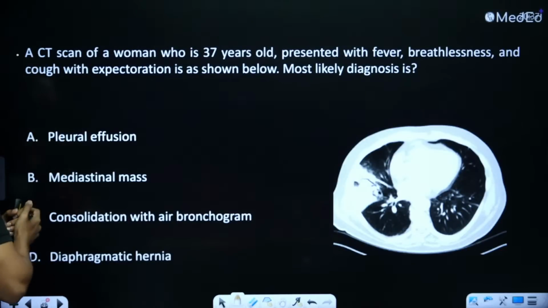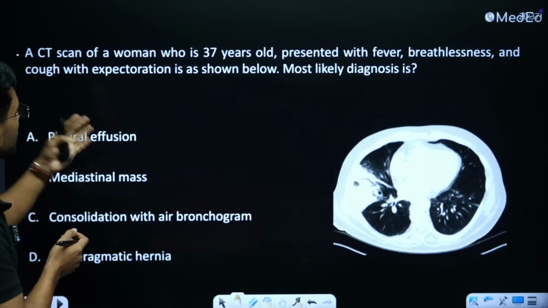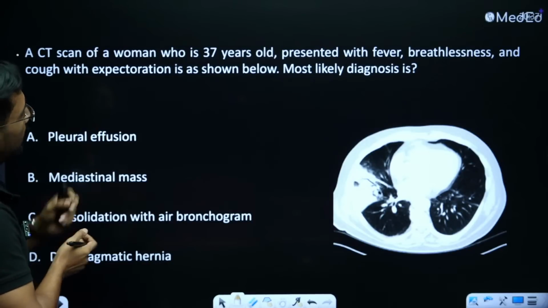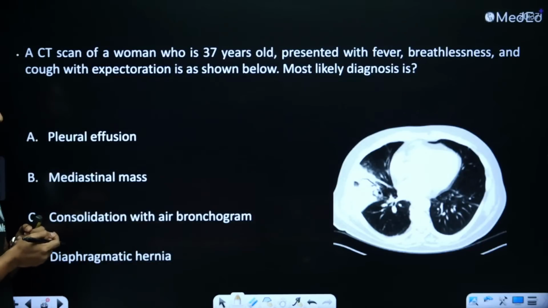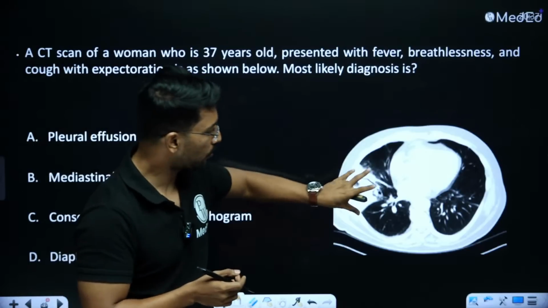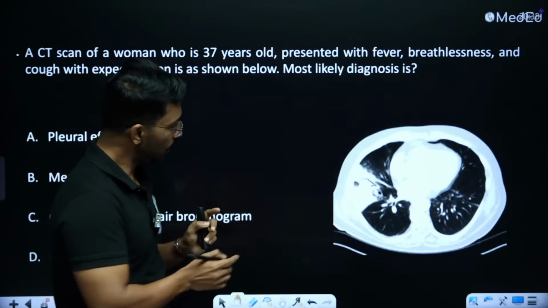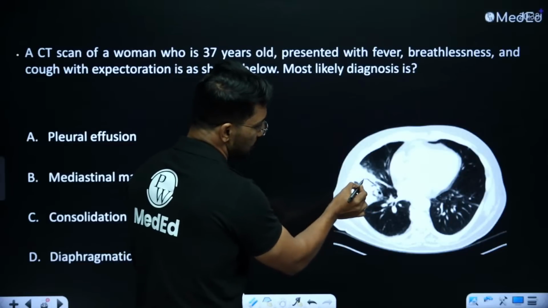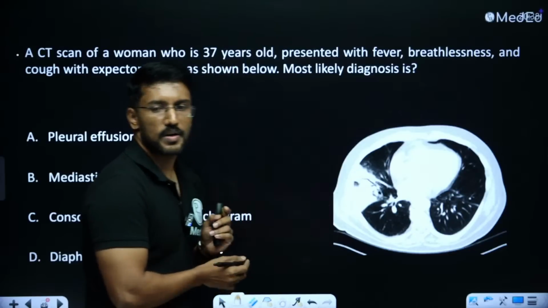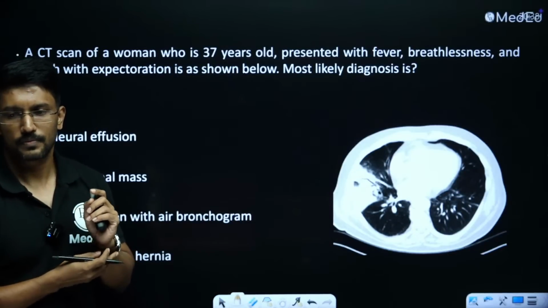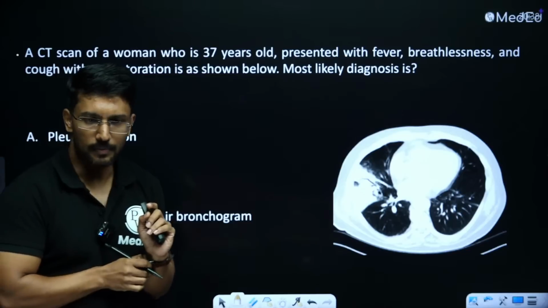A CT scan of a 37-year-old woman who presented with fever, breathlessness, and cough with expectoration. The CT scan is here. What is the most likely diagnosis? So what do we notice in the CT scan? I want you to pay attention to this area. What do you notice? There is an opacity. Now, are you able to make out this black line, tree-like branch? What is it suggestive of?